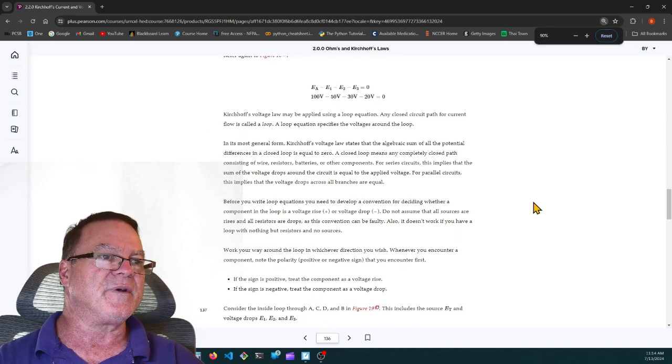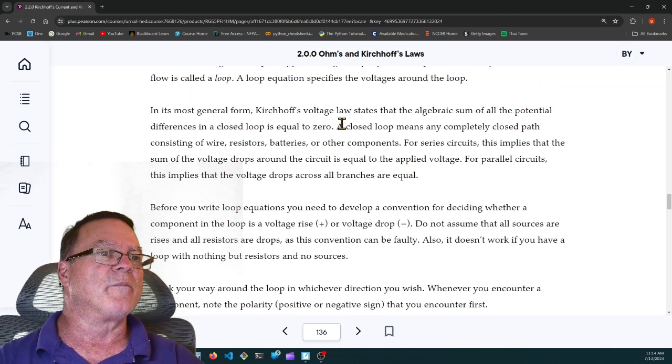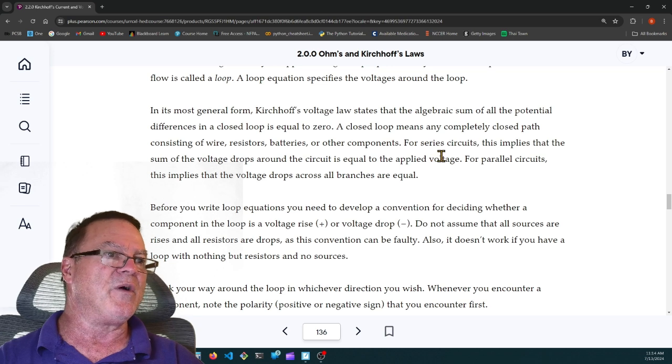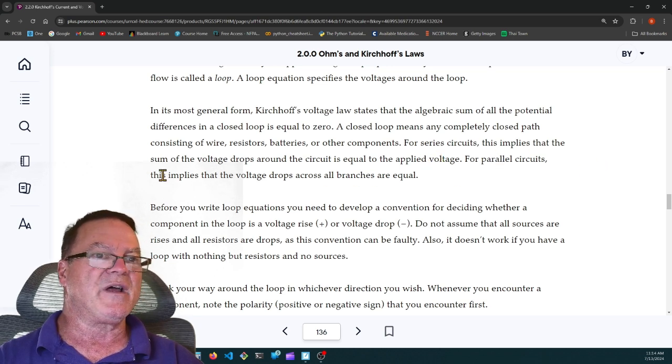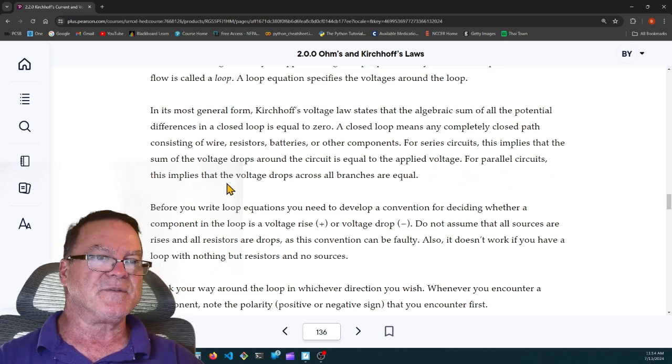Let me make this bigger if I can. Here we go. In its most general form, Kirchhoff's voltage law states that the algebraic sum of all potential differences in a closed loop is equal to 0. A closed loop means any completely closed path consisting of wire, resistors, batteries, or other components. For series circuits, this implies that the sum of the voltage drops around the circuit is equal to the applied voltage. For parallel circuits, this implies that the voltage drops across all branches are equal.